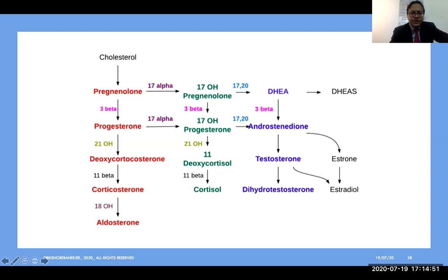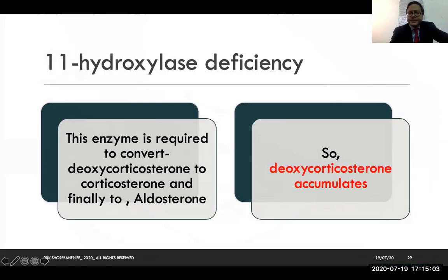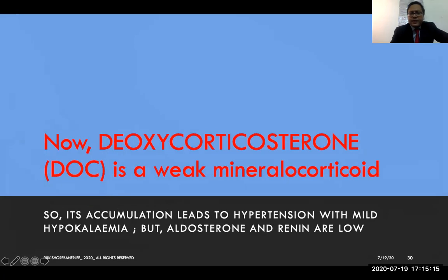And obviously there will be increased production of sex steroids, because some intermediates would be converted there, and 11-hydroxylase is not involved in the sex steroid pathway. So, in a nutshell, this enzyme is required to convert deoxycorticosterone to corticosterone and finally to aldosterone in the mineralocorticoid pathway. So deoxycorticosterone, DOC, accumulates. Deoxycorticosterone is a weak mineralocorticoid, so its accumulation would lead to hypertension and mild hypokalemia, because it has mineralocorticoid-like features. But aldosterone and renin are low, because there is a blockage even before aldosterone production.